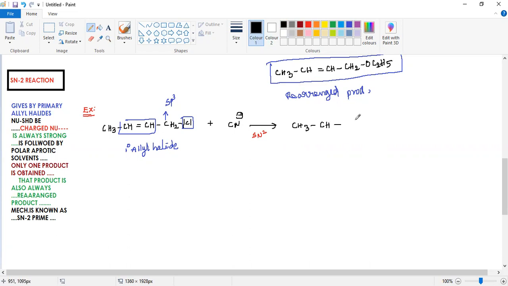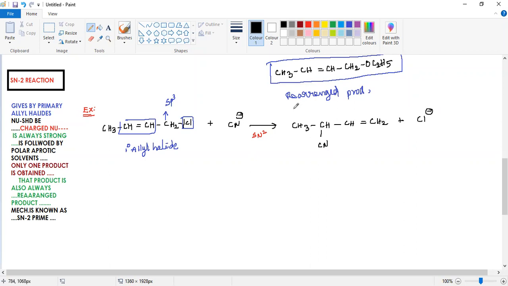I said a rearranged product is formed, so don't forget that, beta. Rearranged product means I am not attacking directly here; the cyanide attacks at the other end. Okay, 1, 2, 3. Here the double bond is obtained, CH2, plus the chloride leaving group. We can write it like this, isn't it?